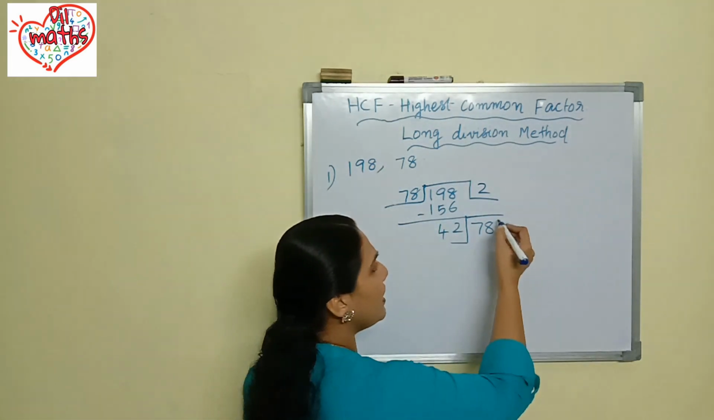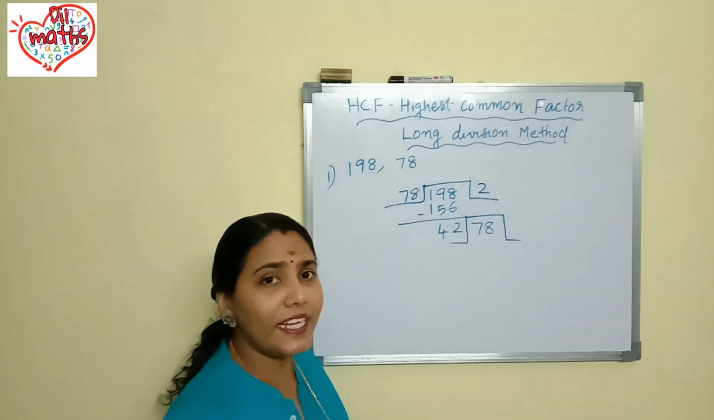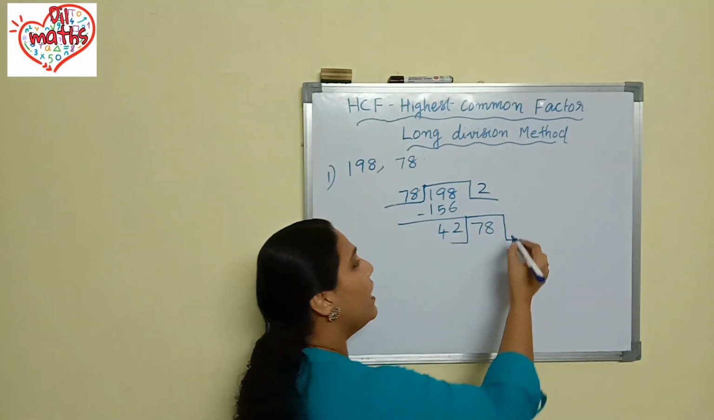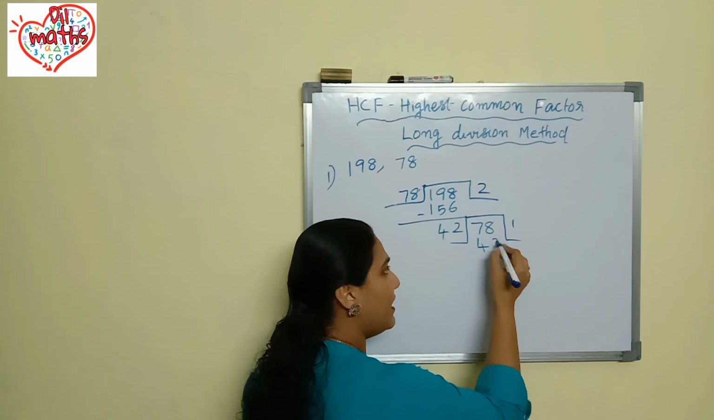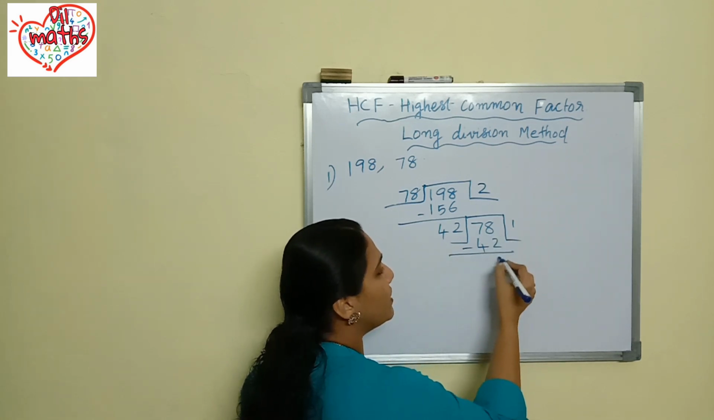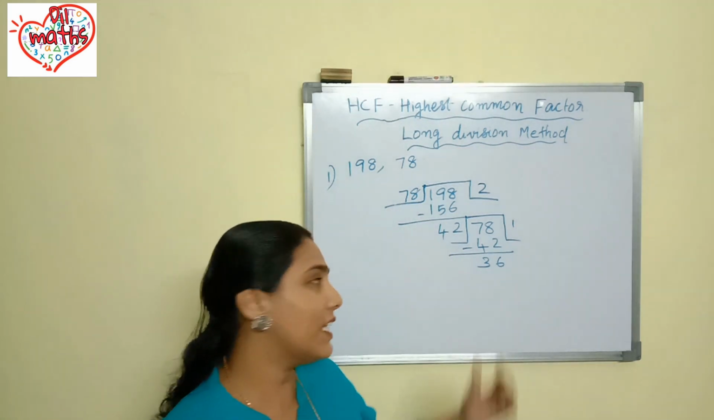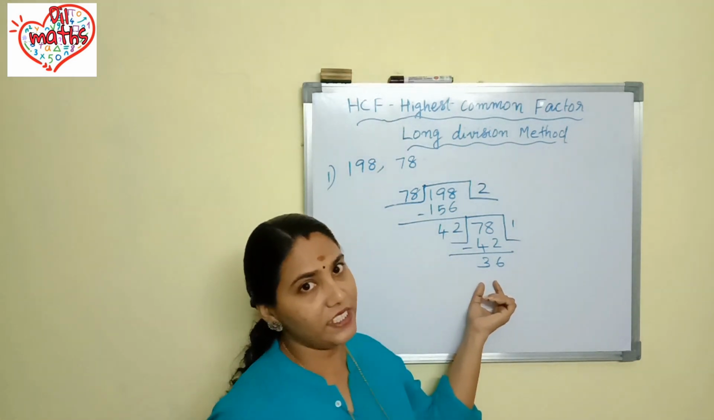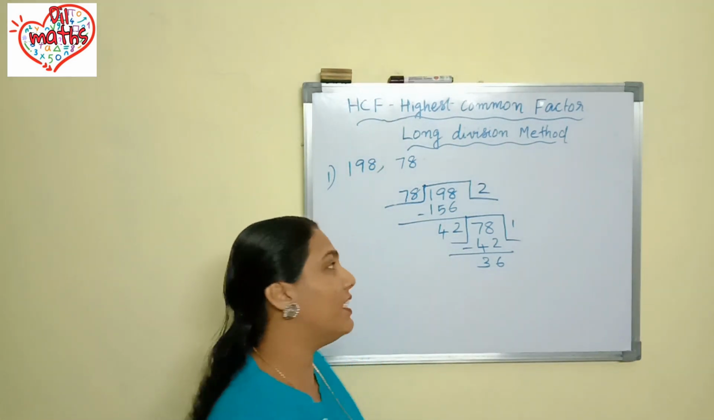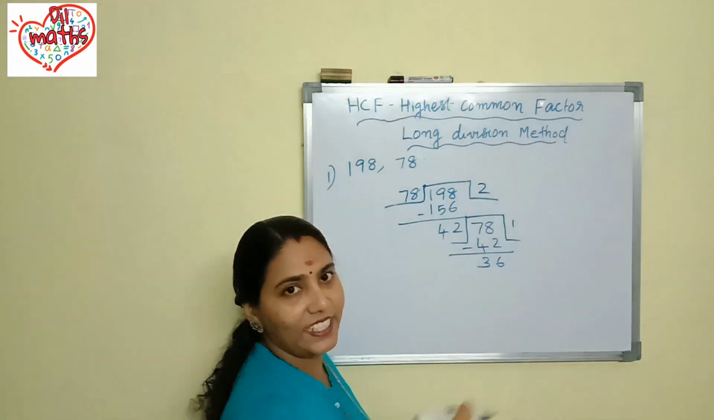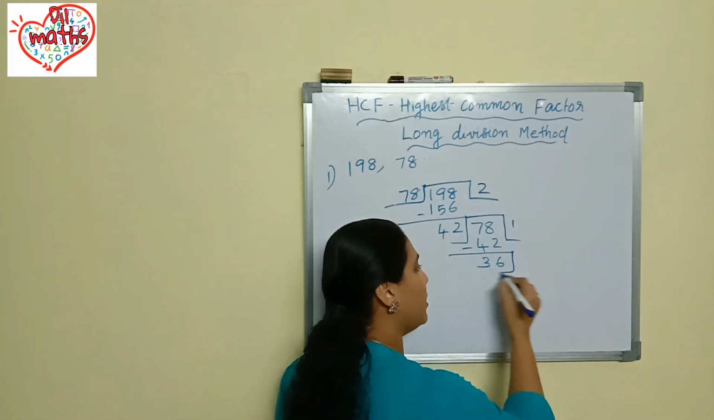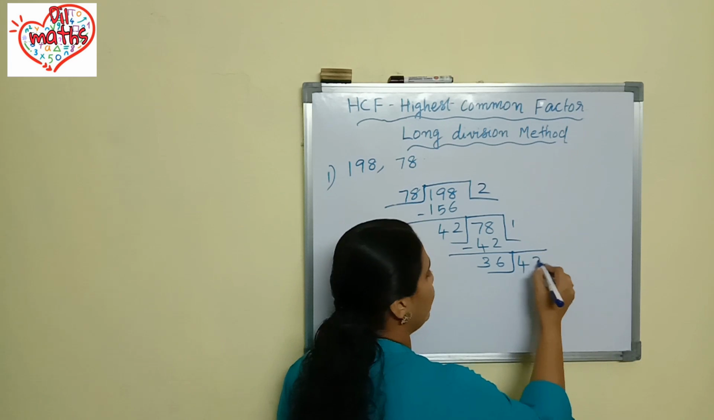Okay. Next we can find out how many times 42 will go in 78. One time it will go in 78. So 8 minus 2 is 6. 7 minus 4 is 3. 36 we will get. So here 36 will be the next divisor, and what will be the next dividend? The previous divisor will be the next dividend. So what will be the dividend? 42 will be the dividend.